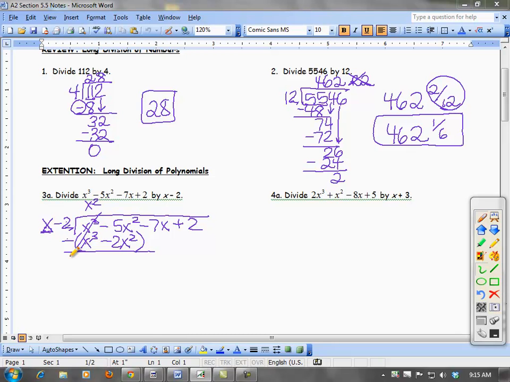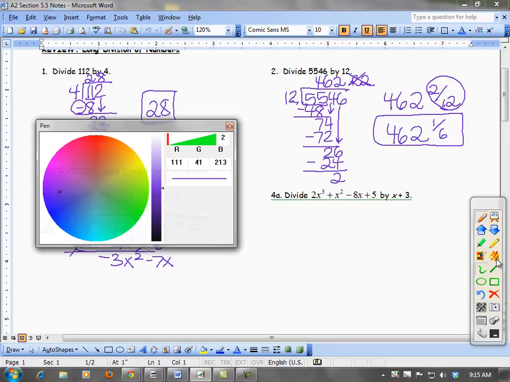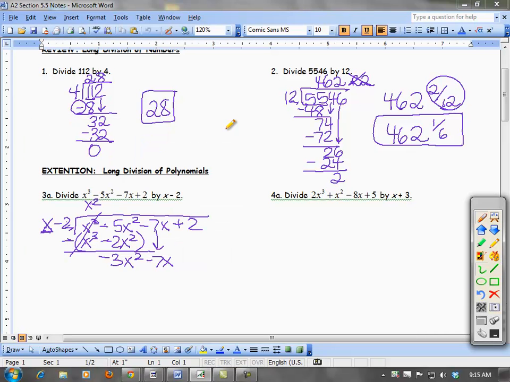Here's where the tough part comes in. Negative 5 minus negative 2. That really means plus 2. So negative 5 plus 2 is negative 3 with an x squared. Once I find what I have left, I drop the next thing down, so minus 7x. And I'm going to do it again, only I'm going to change my color here a minute so you can see the next step. I'm asking x times what is negative 3x squared?